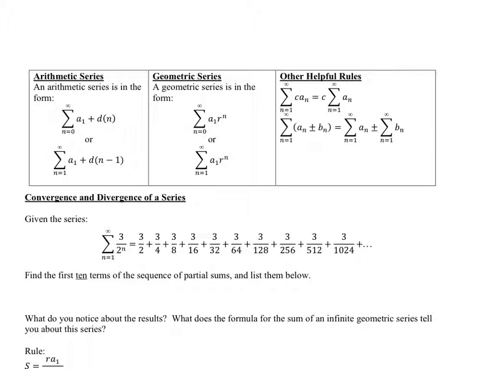The other helpful rules, I don't think they're anything more than common sense, because you have a constant multiple of c that can be factored out. So that happens for limits, derivatives, antiderivatives, algebraic expressions. So why wouldn't it happen for summation? All right. The sum of a sum or difference can be broken up also.